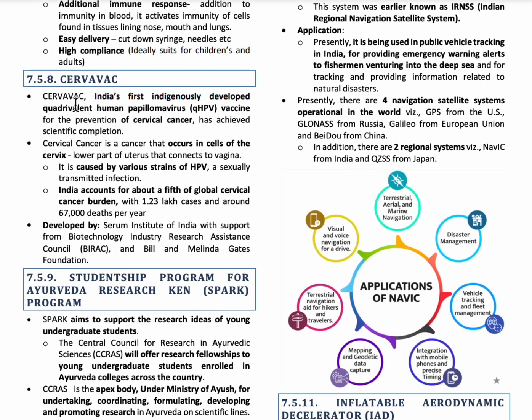Next topic is Cervavac. Cervavac is a vaccine indigenously developed by India for cervical cancer. So in this type of cancer, the cancer cells develop in the lower part of the uterus that connects to the vagina. So it is caused by HPV virus, which is transmitted sexually. So the Cervavac is also called quadrivalent human papilloma virus vaccine, was developed by the Serum Institute of India, supported by the Biotechnology Industry Research Assistance Council, that is BIRAC, and Bill and Melinda Gates Foundation.